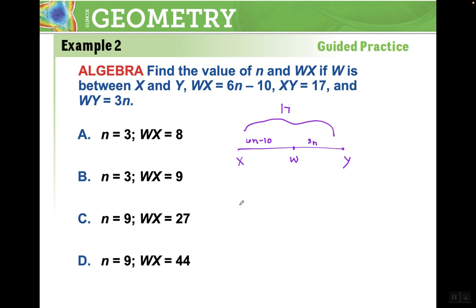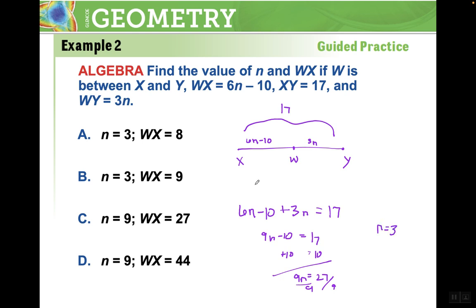So I will take 6n minus 10 plus 3n and add it so that they equal the full length of 17. 6n plus 3n is 9n. Now we can start solving. We'll add 10. 9n equals 27. Divide by 9, and you get 3. So n equals 3.